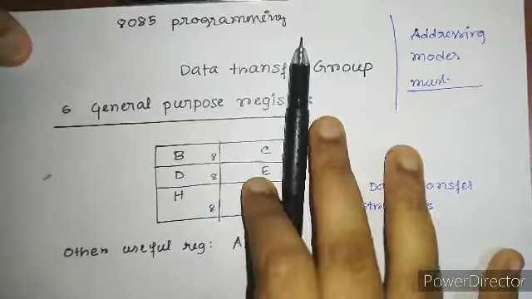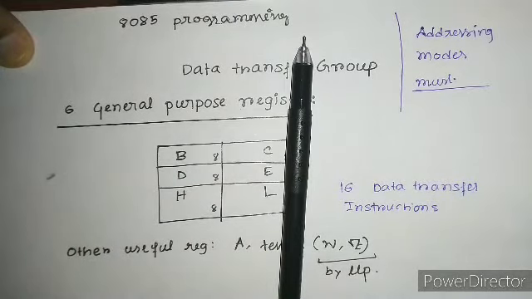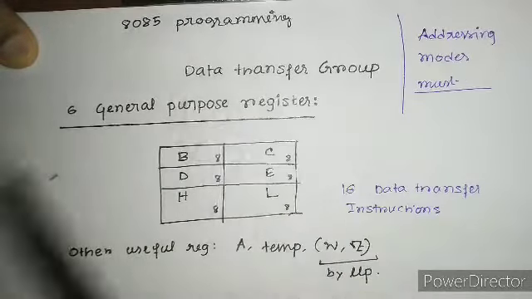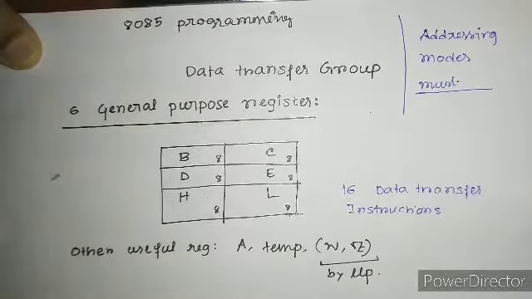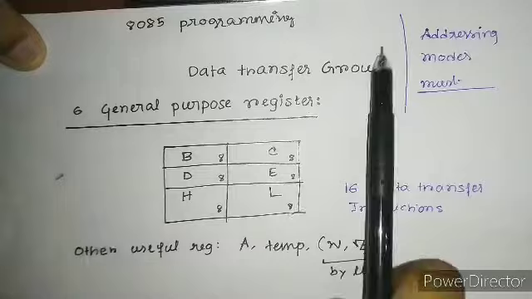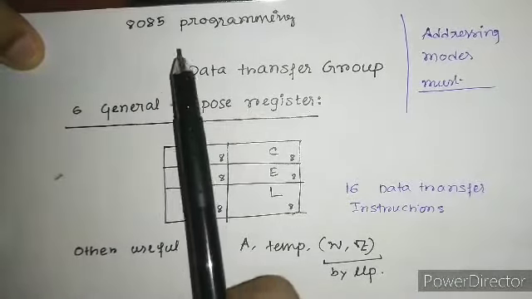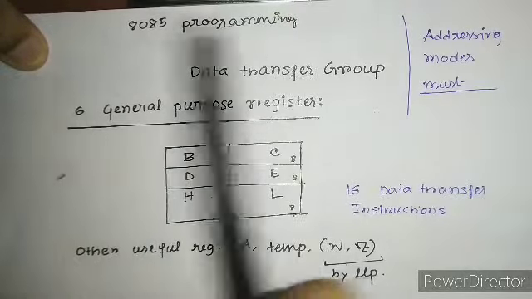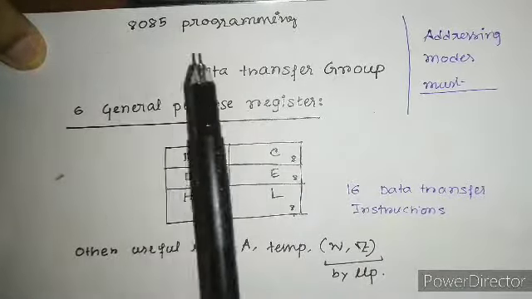There are mnemonics and also some computer understandable code. In programming there are various instructions. In the 8085 there are 5 groups: the data transfer group, arithmetic, branching and so on, total 5. In today's video we will learn about the data transfer group, which covers how data is transferred within the registers or with the memory.